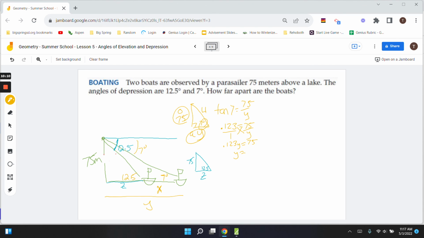x should equal y minus z. That'll be the distance apart. So x should equal 609.8 minus 337.8. So 609.8 minus 337.8 is 272. So the ships are 272 meters apart. That was my final answer.